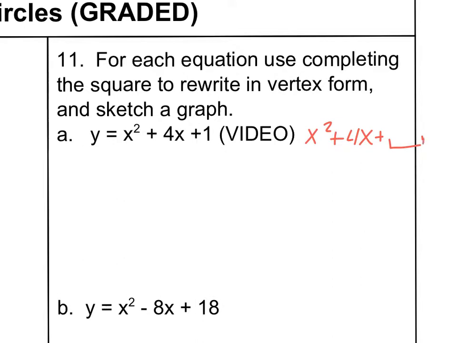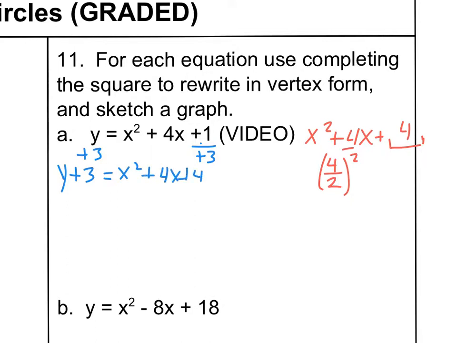And the way I'm going to do that is take this b number, so that's 4, I'm going to divide it by 2, and I get 2. When I square that, I get a plus 4. That means that instead of 1, I'd like that to be a 4. I'm going to add 3 to both sides to make that happen. So y plus 3. Then we've got x squared plus 4x plus 4.